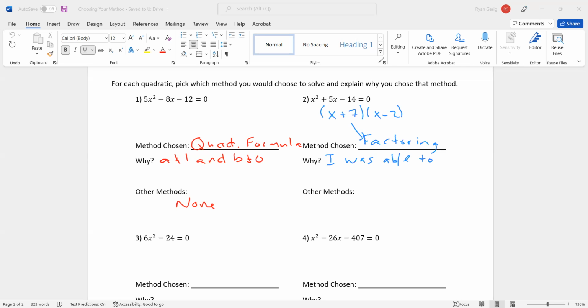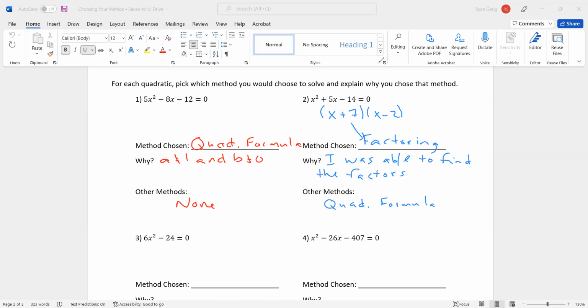to find the factors. Now, let's say you're not a good factorer and you weren't able to find the factors. You're like, I still don't really understand factoring that well. I'm not even going to try it. Okay, that's fine. The other method that would work would be the quadratic formula. Square roots would not work.